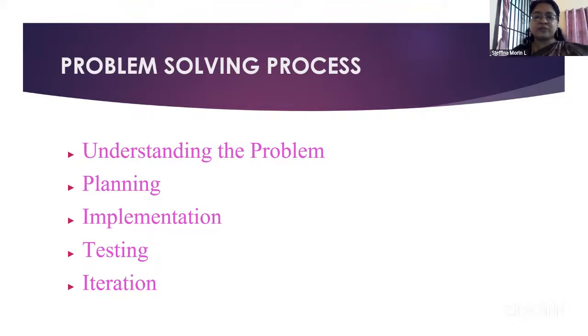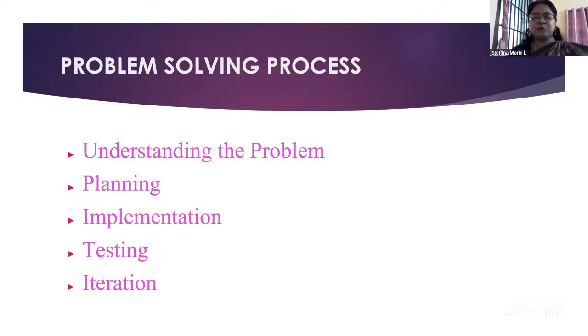Testing checks whether your software product can achieve your analysis, your respective output, and your respective functionalities. That is the testing and iteration process. After testing, if there is any debugging, if there is any error, we have to iterate the process again to get the expected software product. That is the problem solving process. First, you need to understand the problem, then planning, implementation, then testing the software product, then iterating the software product. If there is any error, you need to go for the achievable output.